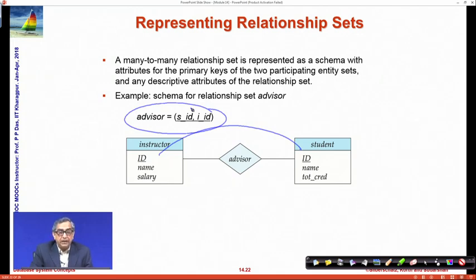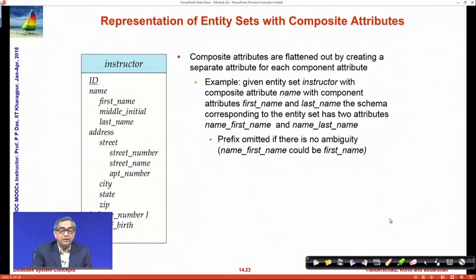So, we can in general say that if we have a relationship in the ER model which we want to represent in the schema, then we will create a schema which has the primary key of both the sets and put them together, and if the names clash, we will just change the name with the name of the relation, and that will give us the schema for the relationship, in this case the advisor. So, we have seen how to represent entity sets, weak entity sets and relationships.